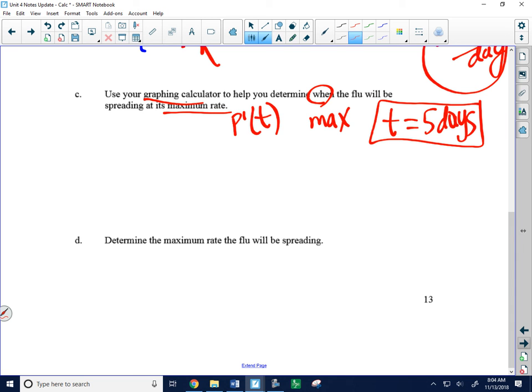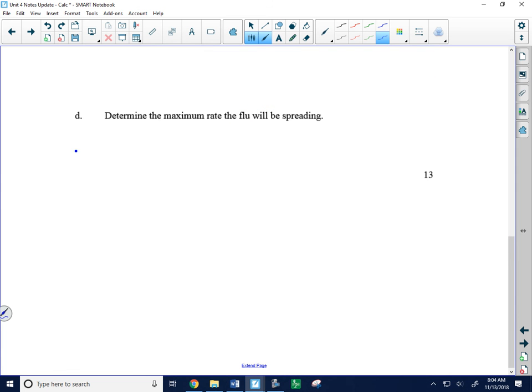Well, last one here with D. Let's do that and then I'll see if there are questions. Determine the maximum rate the flu will be spreading. Kind of already answered there, but now that we have this, we can actually do it by hand. I should have said algebraically, let's find this. We know it's 50 from the graph. At 5 days, it's spreading 50. Let's just see that algebraically. We would just plug in 5 into our derivative.